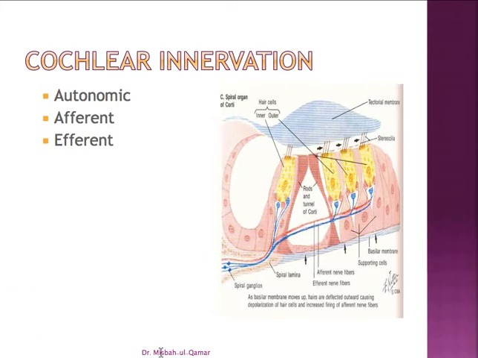The important ones are the afferent nerve fibers and the efferent nerve fibers. And I already told you which type of hair cells have more afferent nerve fibers and which one has more efferent nerve fibers.